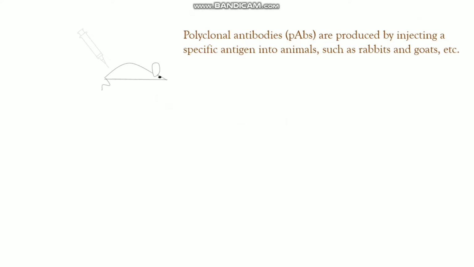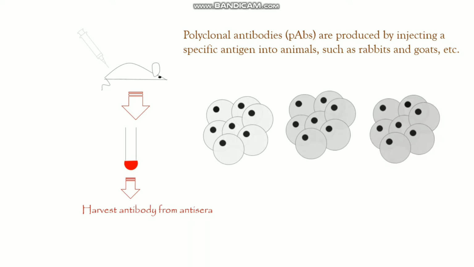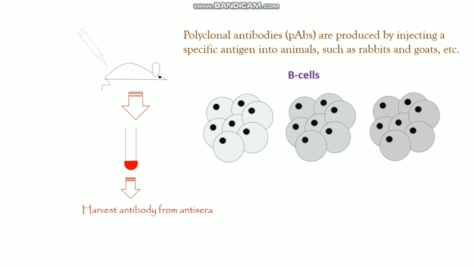After the immunization process, 15 days later we need to collect the blood, and then polyclonal antibodies are harvested from the anti-sera of the blood. So this is a very simple process, and this is why polyclonal antibody can be produced in a very short period of time. The harvested polyclonal antibodies are produced from multiple B cell clones, and each clone produces antibody against a specific epitope.